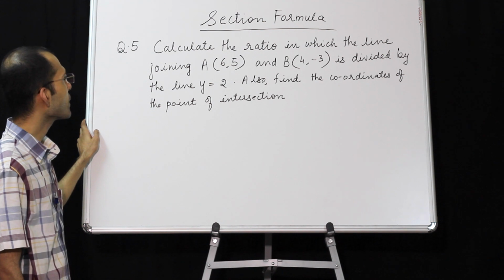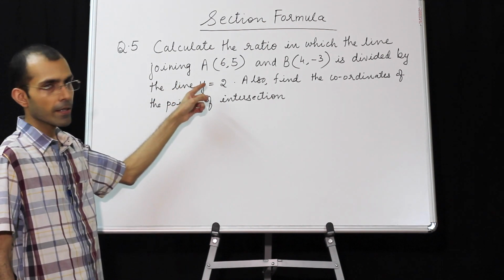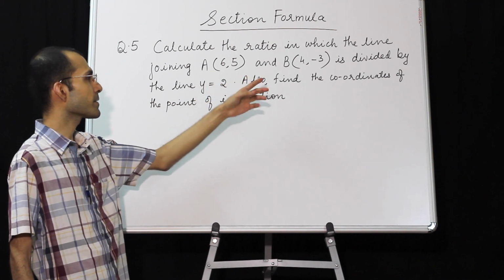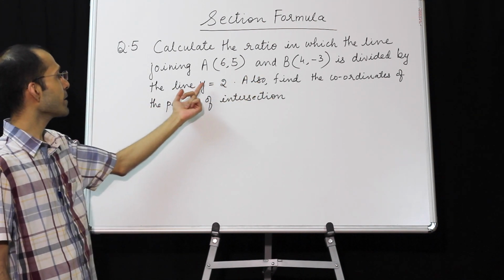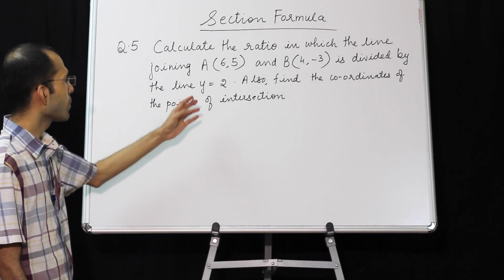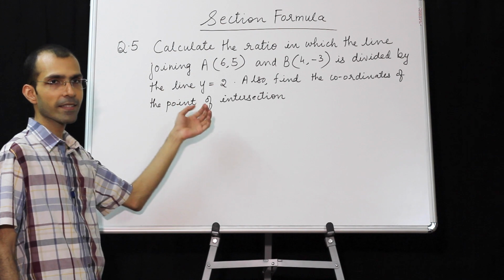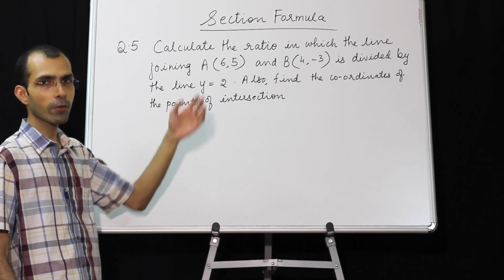Calculate the ratio in which the line joining A (6, 5) and B (4, minus 3) is divided by the line y equaling 2. Also find the coordinates of the point of intersection. This is not the y-axis, this is a line y equaling 2.